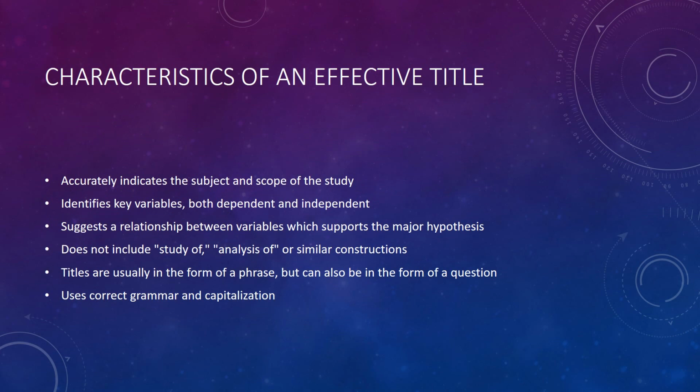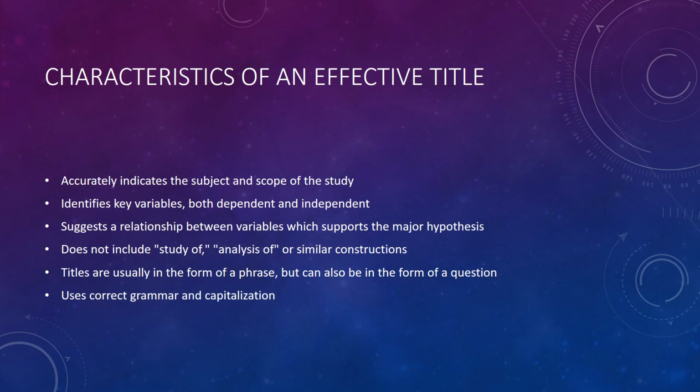An effective title would accurately indicate the subject and the scope of the study. It identifies key variables, as I mentioned, both the dependent and independent variable. If you have a multitude of independent variables, then you would focus specifically on the main investigative points of your research. Mentioning the variables suggests some type of relationship between the variables which supports the major hypothesis of your study.